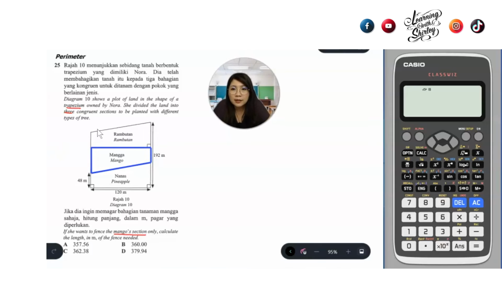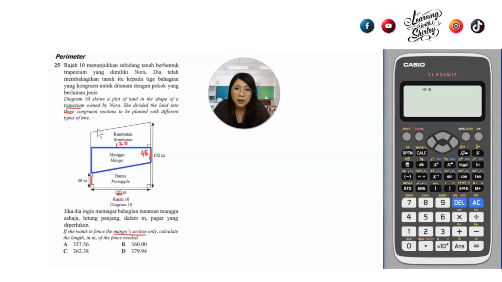So, okay, let's see the measurements given here. We have 120 here, so this is 120, and then 48 here, which means this is also 48. But we need to find what is this. This is the same as this and this, right? So I'm going to use 192 for the whole thing on the right hand side. So I'm going to use 192 and then minus off the 48 in the middle, and then I divide by 2. Okay? So I get 72 each here. 72, 72. Therefore, here is also 72.